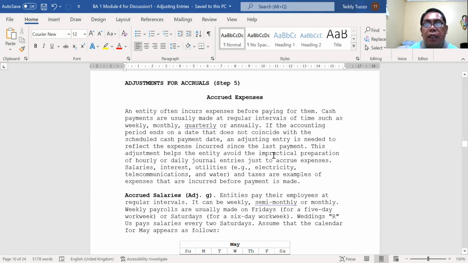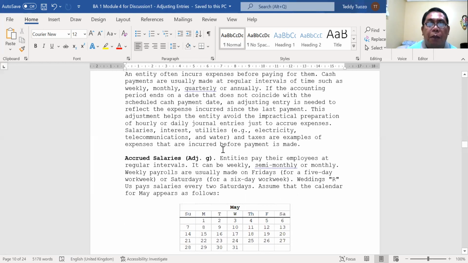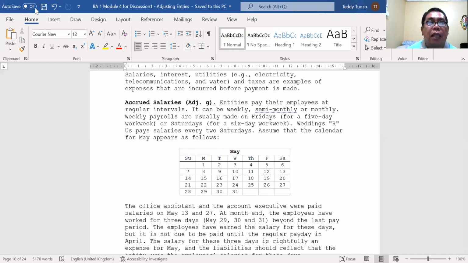Adjustment for accruals. So this is actually step number 5, and adjustment for deferrals is also step number 5 of the accounting cycle. Accrued expenses are those expenses that are already incurred but not yet paid. The adjusting entry for accruals will require an increase in income or expense and an increase in an asset or a liability. Okay.